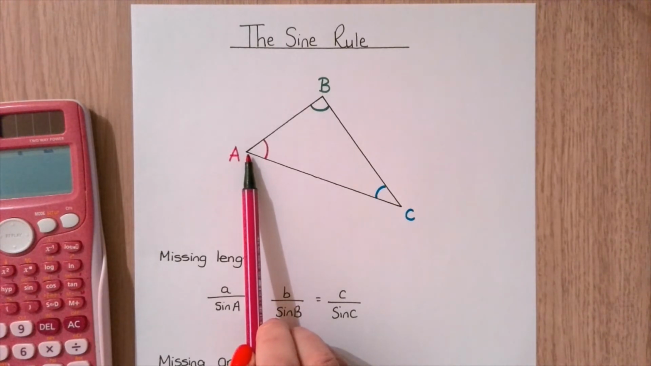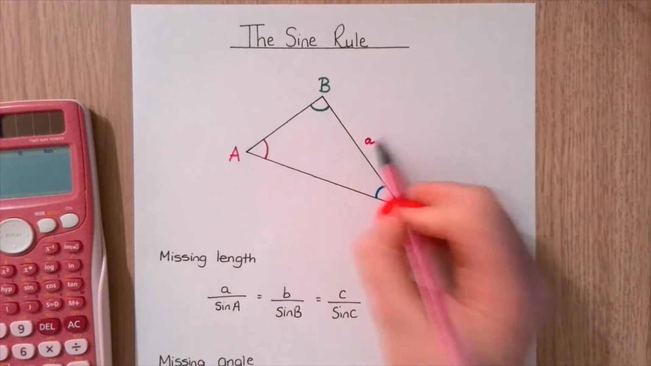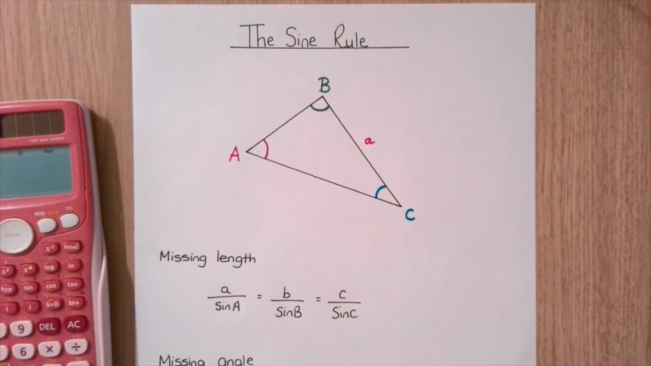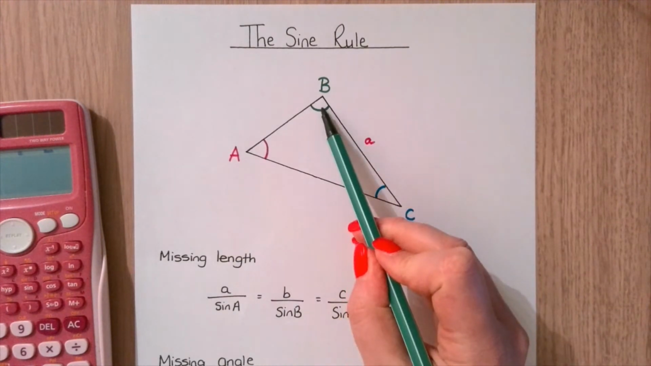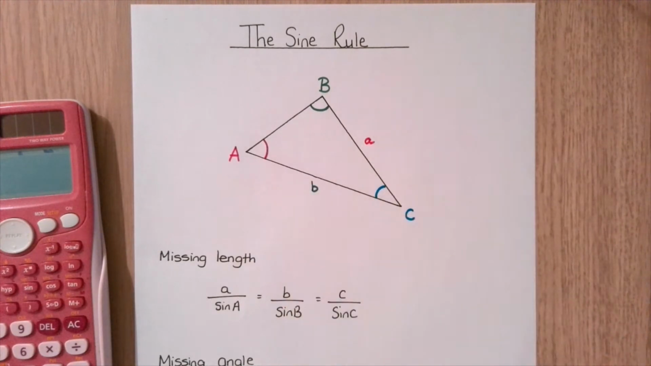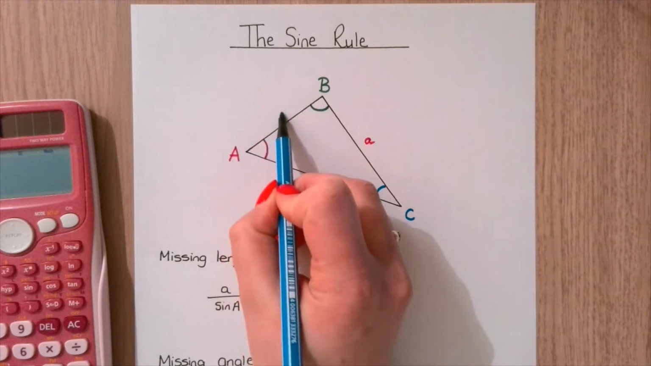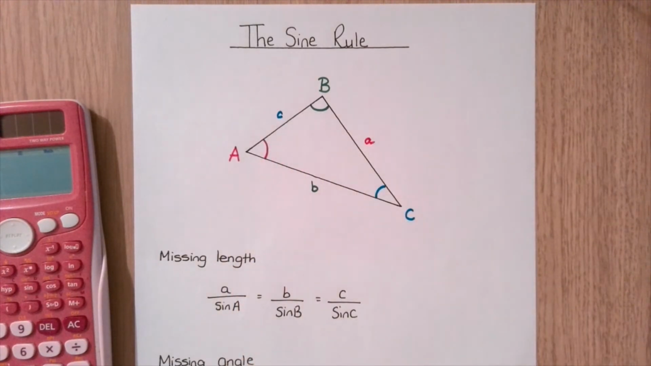So opposite my uppercase A, my angle here, my lowercase a would be here. Opposite my uppercase letter B, my lowercase b will be here. And finally, opposite my uppercase C, my lowercase c is here.